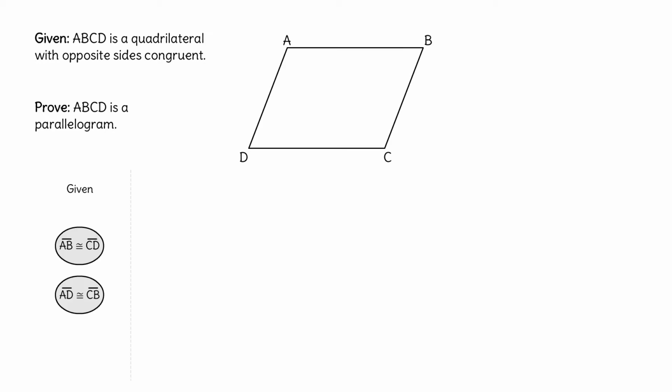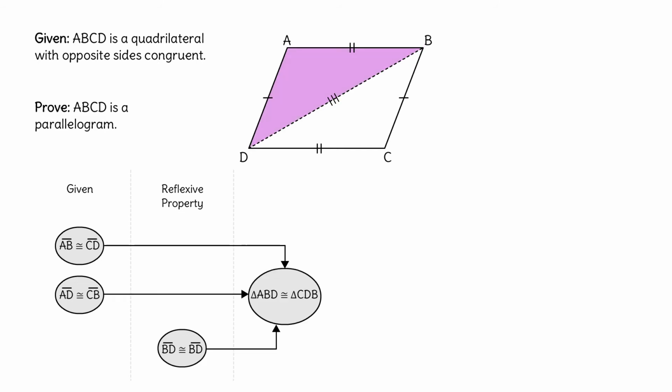Let's add the given congruent sides to our drawing and a diagonal as before. Can you prove the triangles are congruent? We have two pairs of sides congruent. Can you find a third? Yes. BD is in both triangles, and BD is congruent to BD by the reflexive property. Now we can say triangle ABD is congruent to triangle CDB by side, side, side. But that doesn't make the lines parallel.